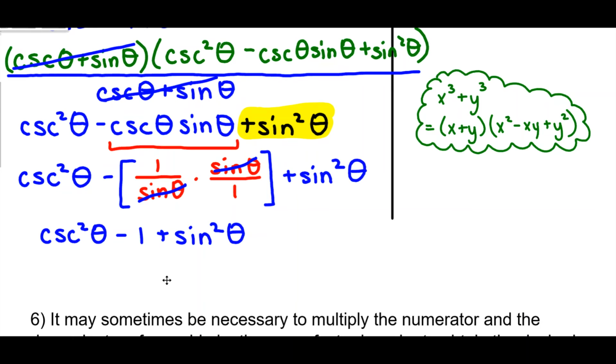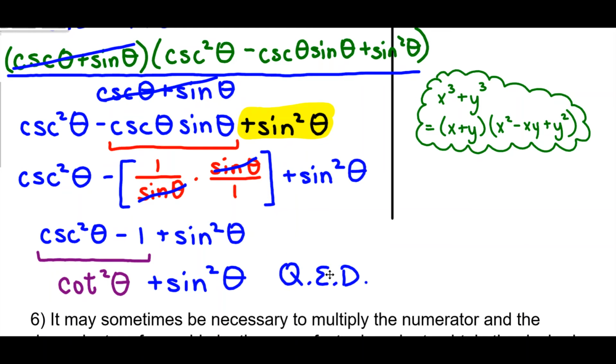So I'm getting close. I have this cosecant squared theta. I just need to turn cosecant squared theta minus 1 into cotangent squared theta. Now, I have a squared and I have a 1. So that tells me, let's look at my Pythagorean identities. So cosecant squared theta minus 1 is going to be equal to cotangent squared theta using those Pythagorean identities. So I'm going to have cotangent squared theta plus sine squared theta, and I have shown that the left side is equal to the right side, and QED.